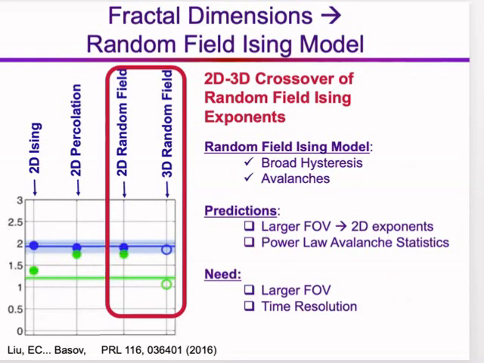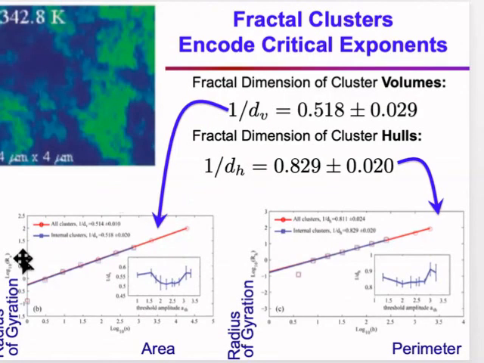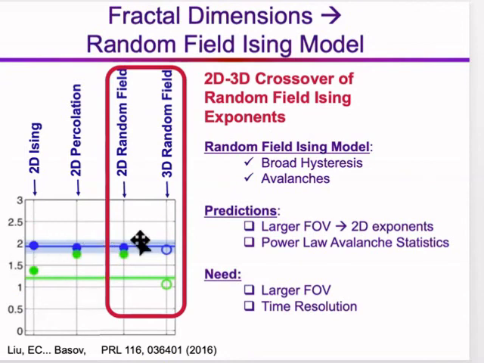What I have here is that the horizontal blue line is what came out of the data analysis on the previous page. So the volume fractal dimension is this line. The light blue is the error bar coming out of the data analysis. Same thing with the green. That's now the hull fractal dimension, and the width is the error bar.